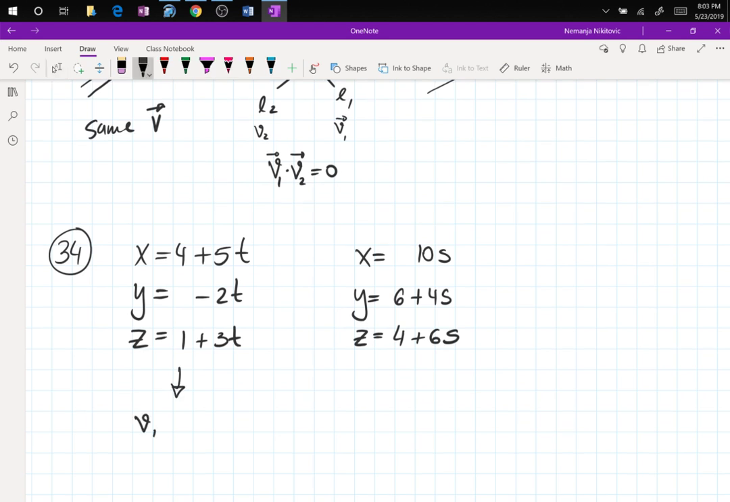So, what's V1? What are the A, B, and C for V1? 5, negative 2, and 3. Excellent. So those are the values in front of the t's. That's like your slope, right? Remember, y equals mx plus b. Here's your mx plus b. So m, your slope, is now V in three dimensions. And what's V2? 10, 4, and 6.